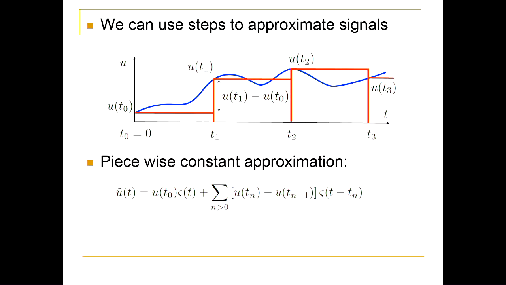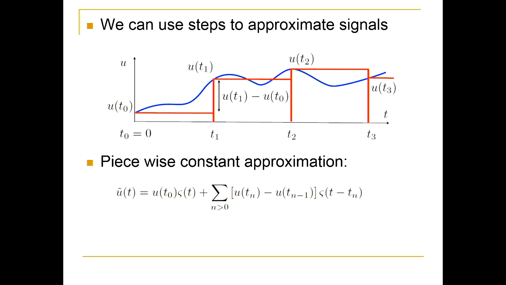So what I can do then is say, well, I can take lots of such pulses. Each pulse is a difference of two shifted step signals, and I will scale them with the values of u at t0, u at t1.